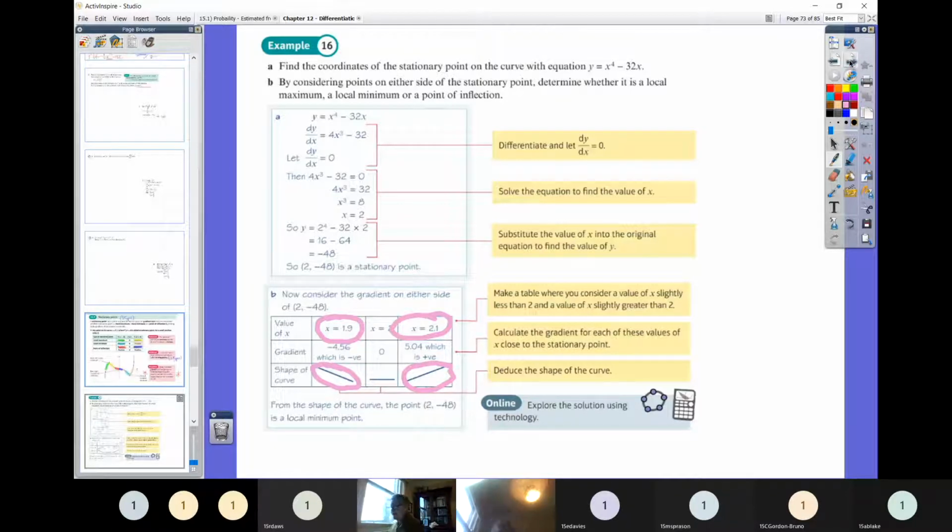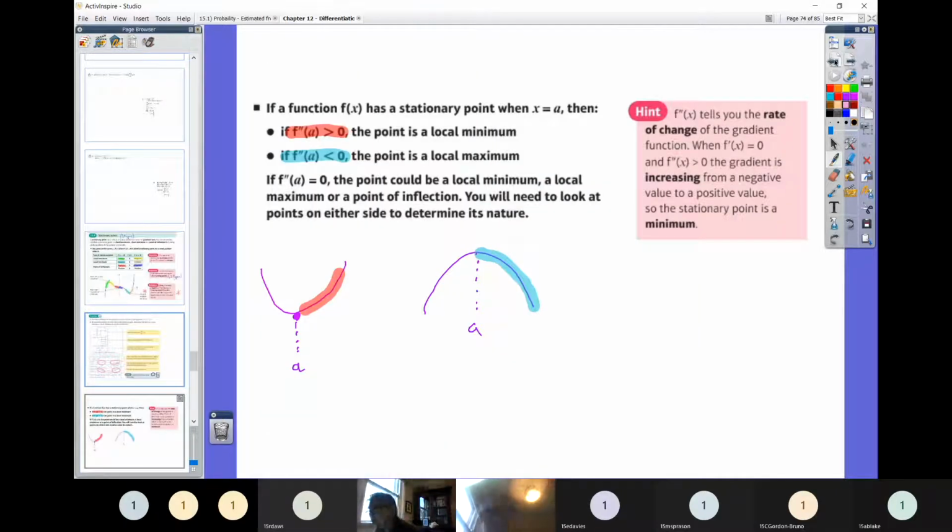Now, there is a more sophisticated way of deciding whether it's a maximum or a minimum, rather than just substituting points a little bit to the left and a little bit to the right. That's what we were practicing yesterday, okay? The d2y dx squared allows us to work out whether a stationary point is a maximum or a minimum, because what that is doing is working out the rate of change of the gradient.